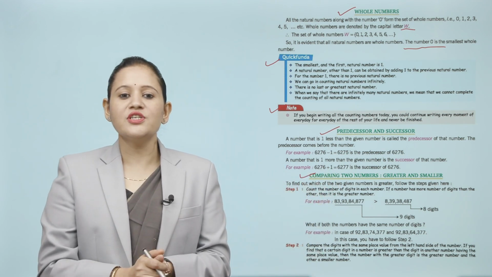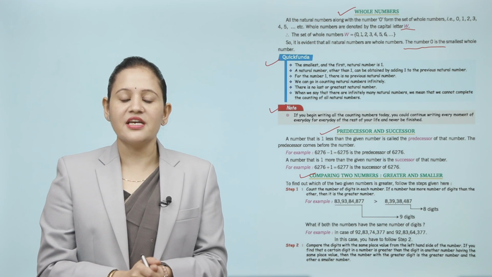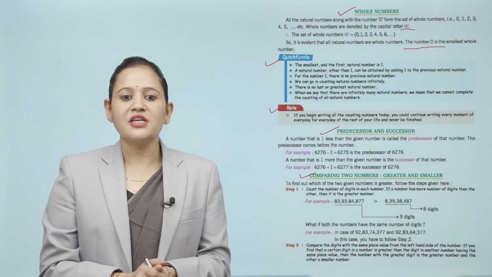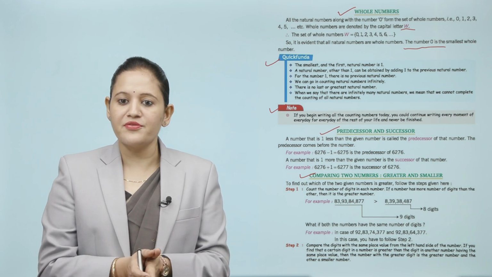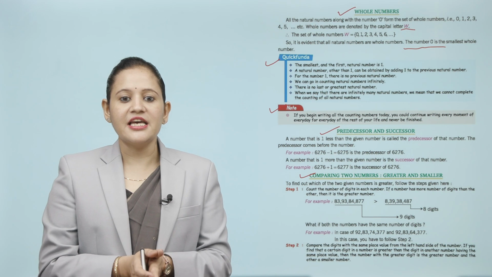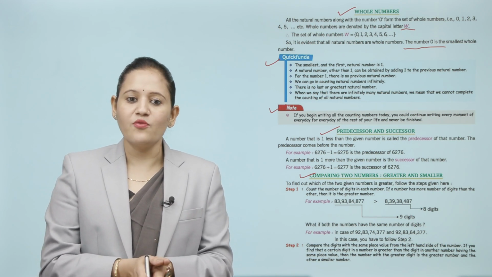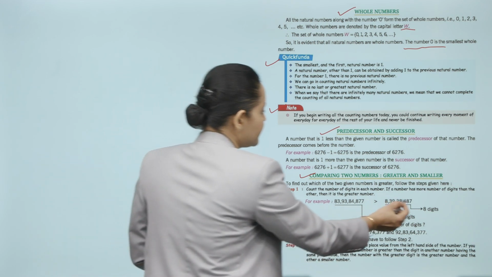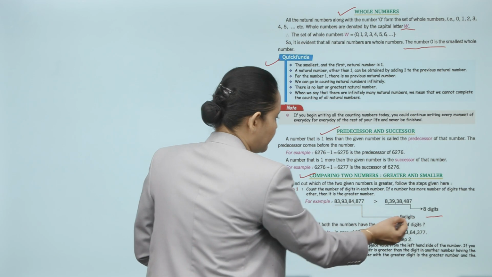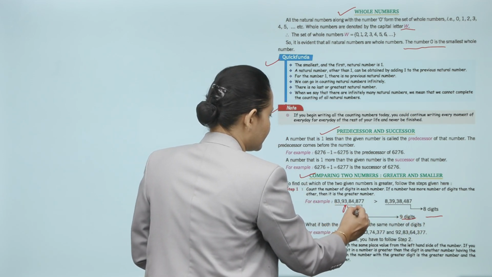To find out which of two given numbers is greater, follow the steps given here. Step 1. Count the number of digits in each number. If the number has more digits than the other, then it is the greater number. जिसमें भी digit ज़्यादा होंगी वो number greater होगा. So here if we count, this number has 8 digits and this number has 9 digits. So it is greater.